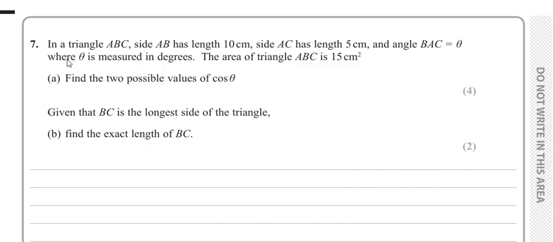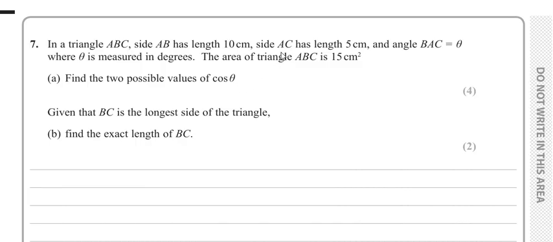Question 7. In a triangle ABC, side AB has length 10 centimeters, side AC has length 5 centimeters, and angle BAC is equal to theta, where theta is measured in degrees. The area of triangle ABC is 15 centimeters square. Find the two possible values of cos theta.